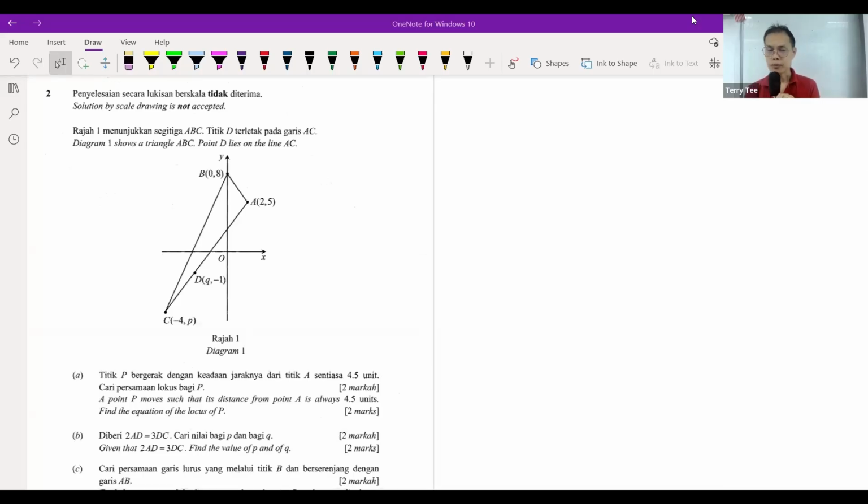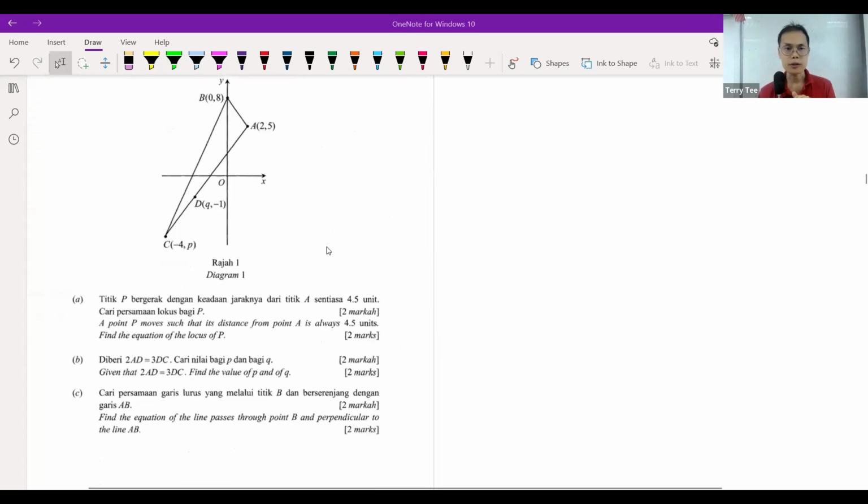Okay, moving on to question number 2. This is from the chapter Coordinate Geometry from Form 4, chapter 7. Okay, so here we start off with the diagram. You're given triangle ABC. Such a point D lies on the triangle, and there is a locus of moving point P. Such a distance from point A is always 4.5 units. So you're supposed to find equation of locus of P.